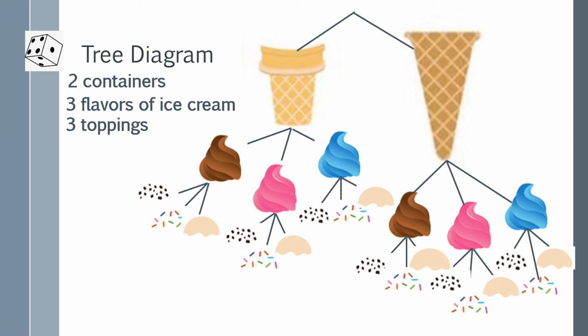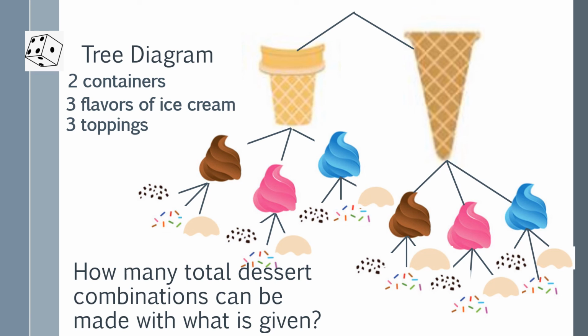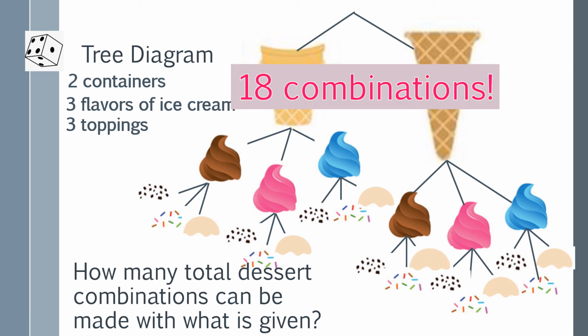For example, I could have a waffle cone with strawberry ice cream and a candy shell. Or I might have a regular cone with cotton candy ice cream and sprinkles. We can find out how many total combinations we have by counting the bottom branches. How many total combinations do we have? Yep, we have 18 combinations.